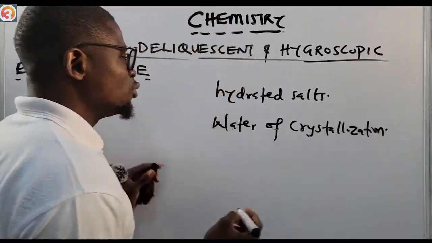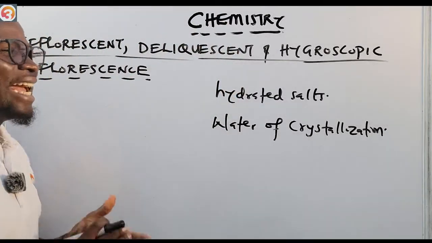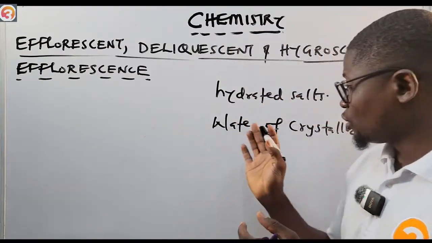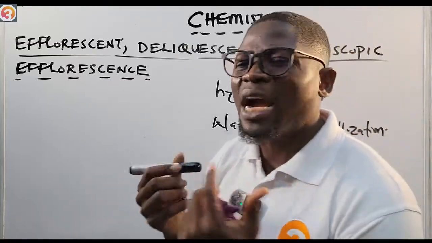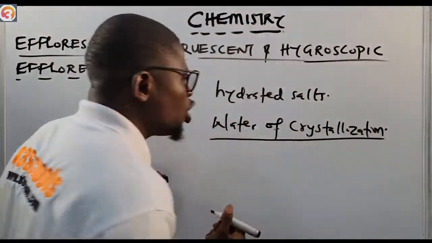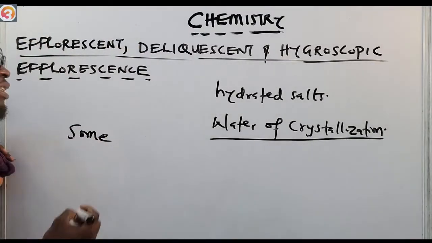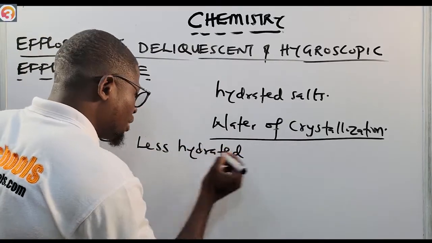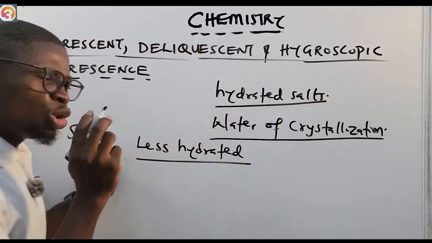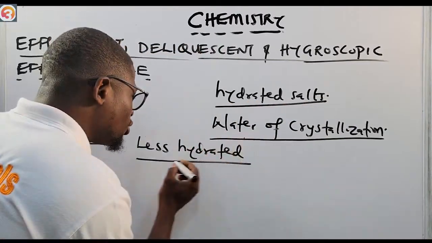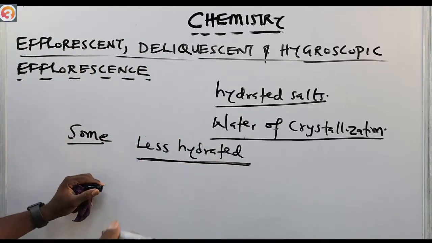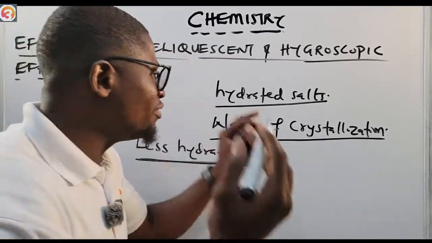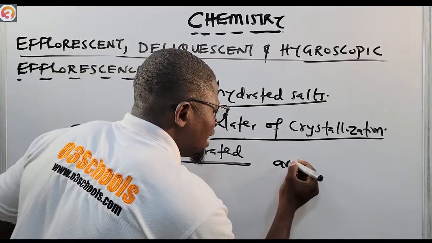and are exposed to the atmosphere, what happens is that some of these hydrated salts lose some of their water of crystallization to become less hydrated than they were before. Some of these salts lose all of their water of crystallization, and then they become anhydrous.